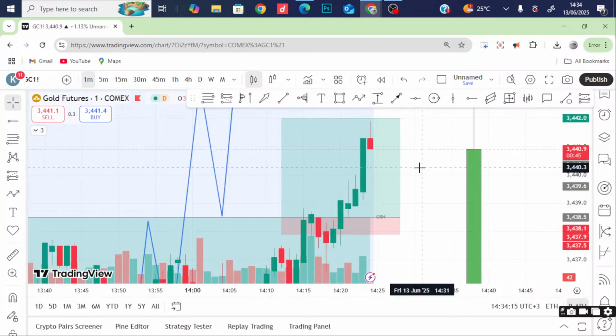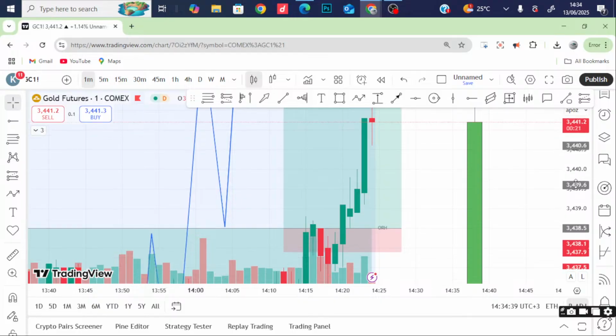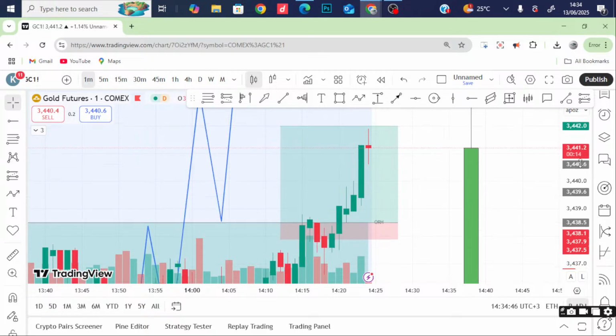There is a rejection from that side. If you had taken your profits, please get out of the market and take your profits out. If you had taken profits in gold, please get out of the market.